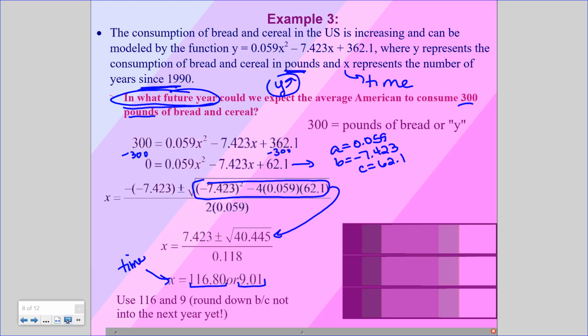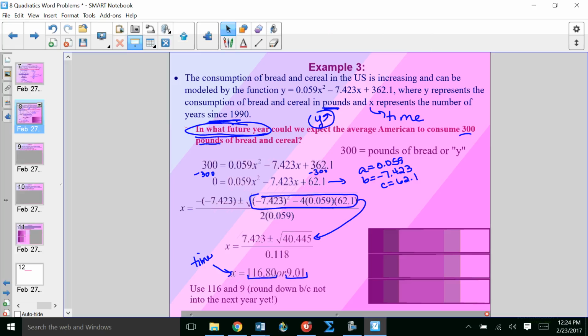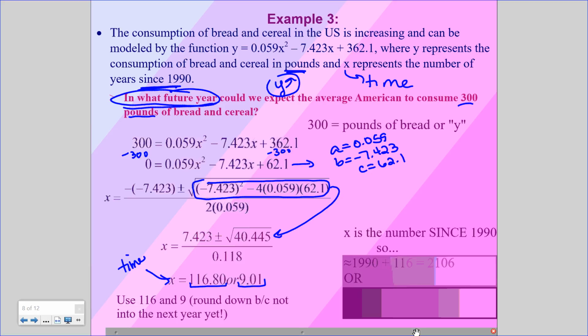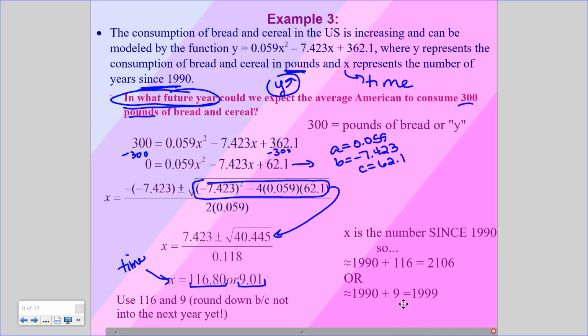So from here, I'm going to use my selection tool. We will take 1990, and one of the times we will add 116, and the other time we'll add 9. So this will happen at about 2106 or 1999.